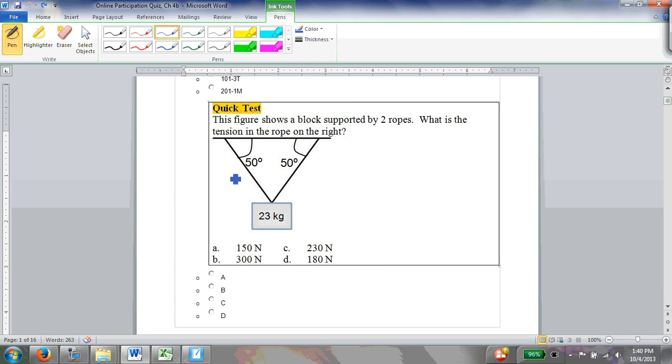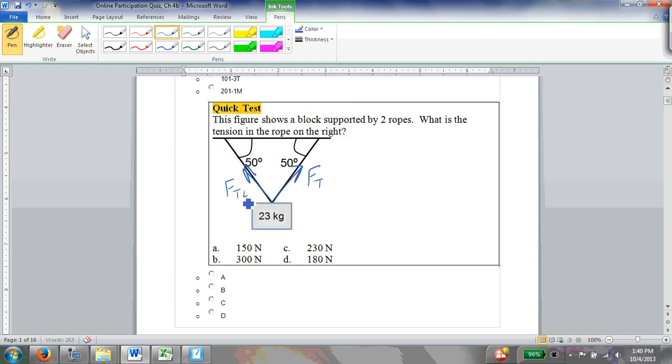All right, so first of all, we want to just draw our force vectors. We have a force vector here and a force vector here. I have a force tension and a force tension. Now, because this is symmetrical, because the angles are the same, these tensions are going to be the same. But let's say that we don't do that.